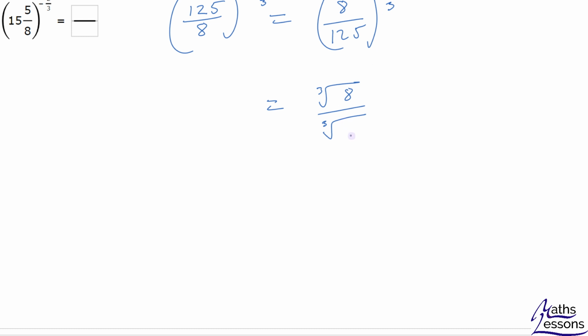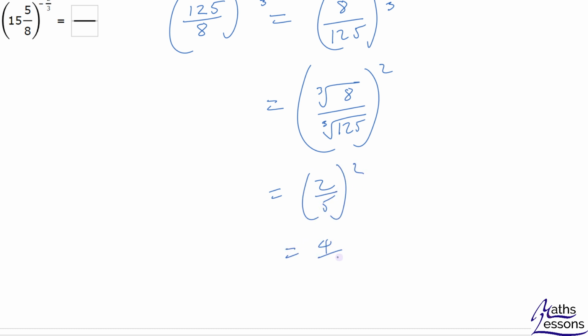Remember, it's not always the cube root you've got to do first. Sometimes you might square first, but generally do the bottom bit first because it gives you easier numbers. So cube root of 8 gives you 2. Cube root of 125 is 5. Square all of that is 4 over 25.